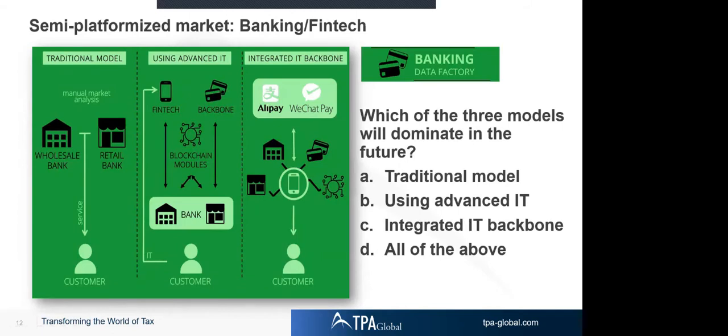Yeah. So we just looked at an almost fully platformized market. Now we're looking at a semi-platformized market, the banking industry. We're seeing three different models. The traditional model, where you would go to the bank that is down the street. You would sit down, look someone in the eyes, and explain what you're looking for, and they would help you. Then we have the advanced IT model, in which you have a lot of different apps and a lot of different cards in your wallet. So one app for insurance, one app for payments, one app for payments across borders. Everything's working, everything's digital, but there are a lot of different companies that you're having an interface with.